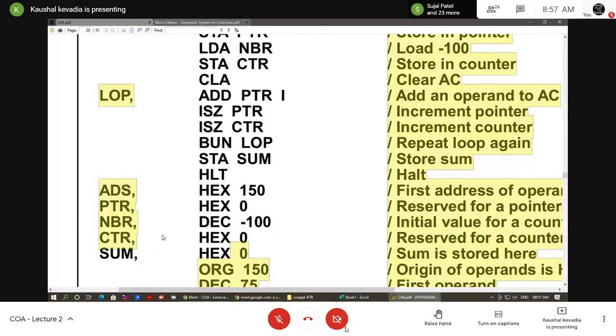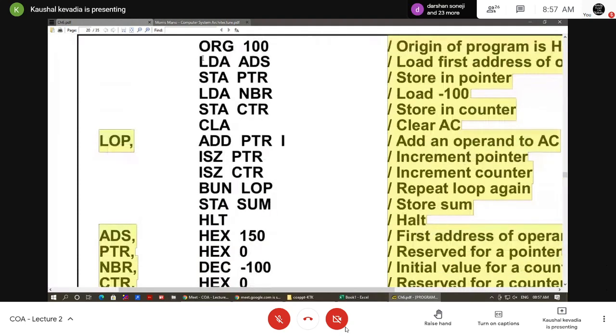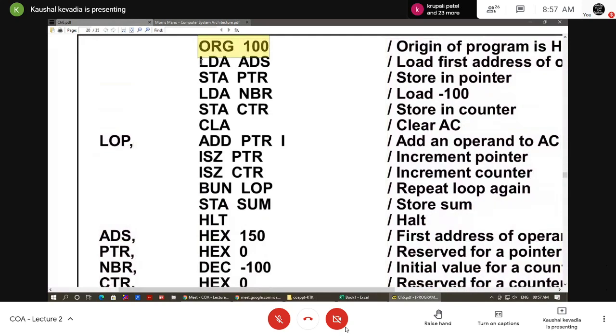That is another variable. Now when we are starting this program, it is initially ORG 0, and the address of the next instruction is 100 by this instruction. After that we take LDA ADS. So in the accumulator, my value of address is stored. That value I want to shift into the PTR. So the pointer shows where my first operand is. Okay, and I want to count also, meaning how many numbers I have completed.